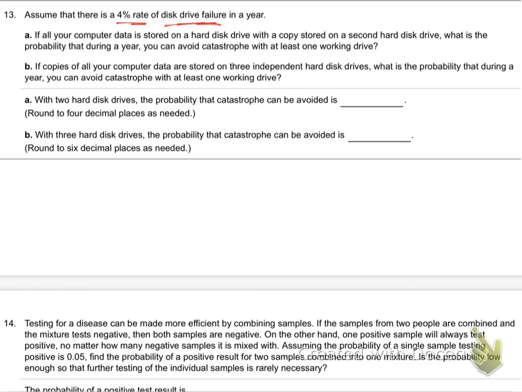Question A. If all your computer data is stored on a hard disk drive with a copy stored on a second hard disk drive, what is the probability that during a year you can avoid catastrophe with at least one working drive? Suppose you read that question on the exam in a couple of weeks. Our next exam is a couple of weeks away, whatever the schedule says. Anyway, how are you going to do that?